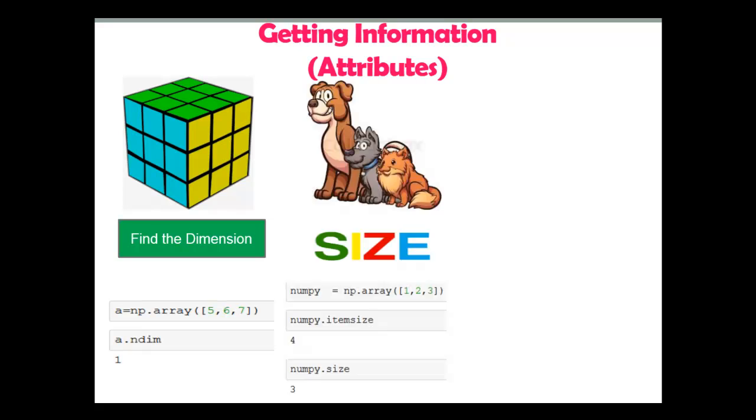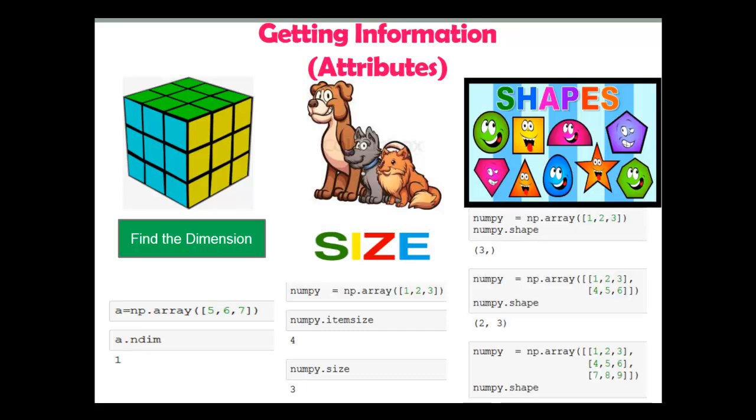Next attribute is itemsize. Itemsize returns the length of one array element in bytes. Here it is 4 because one element is 4 bytes. Next attribute is size, which returns the number of elements in the array. So here there are a total of 3 elements, so the output is 3. Next one is shape.